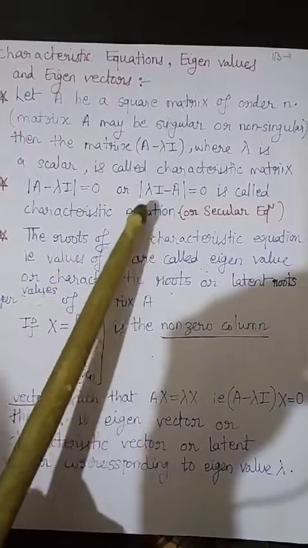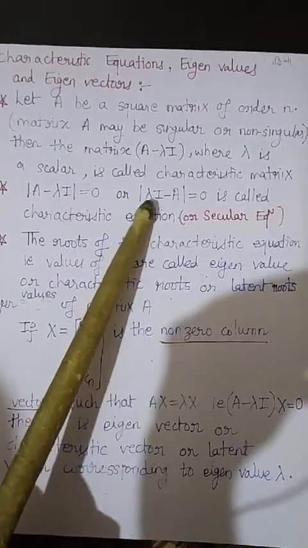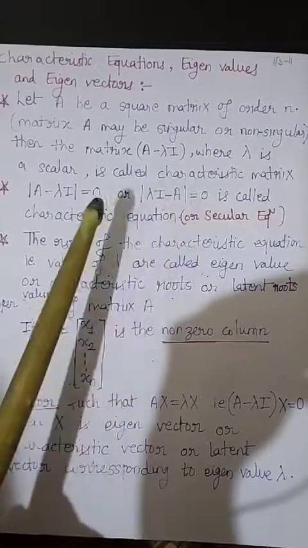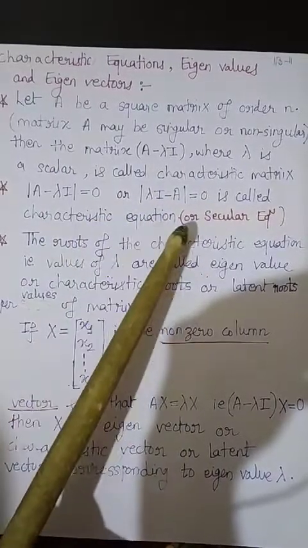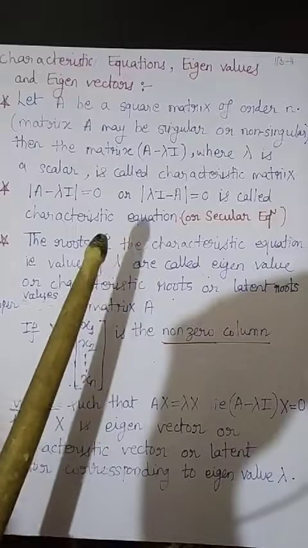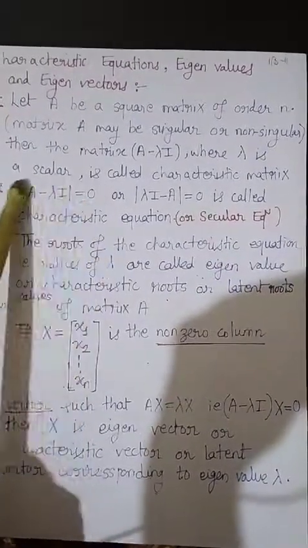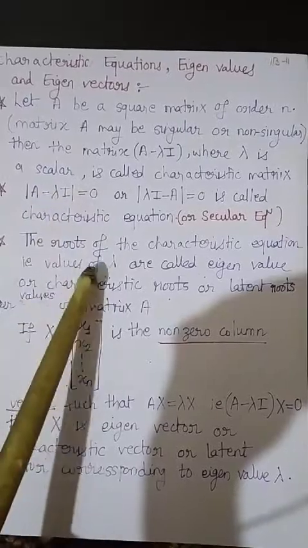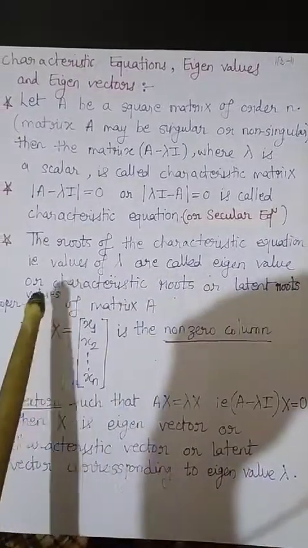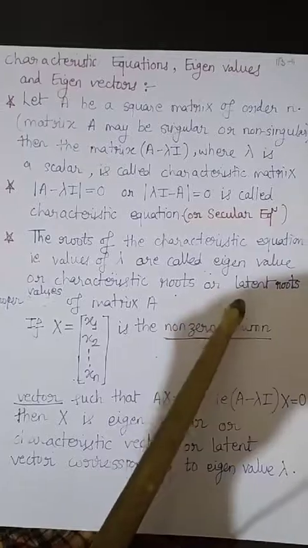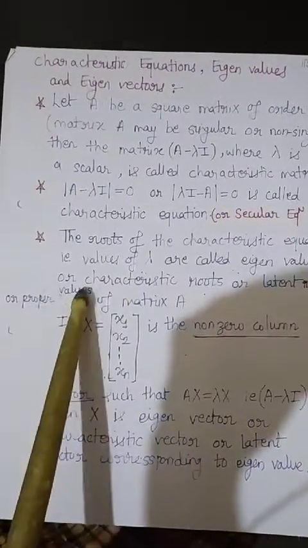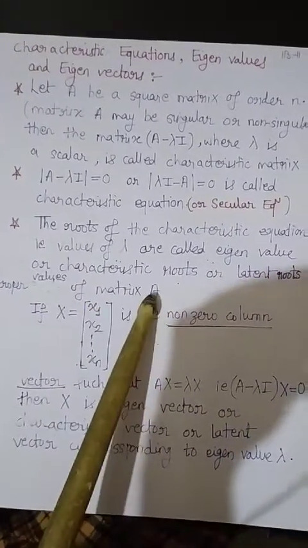Another form of the characteristic equation is determinant of lambda I minus A equal to 0. The characteristic equation is also called the secular equation. The roots of the characteristic equation, that is, this is the equation in lambda, so the values of lambda are called eigenvalues or characteristic roots or latent roots or the proper values of the matrix A.